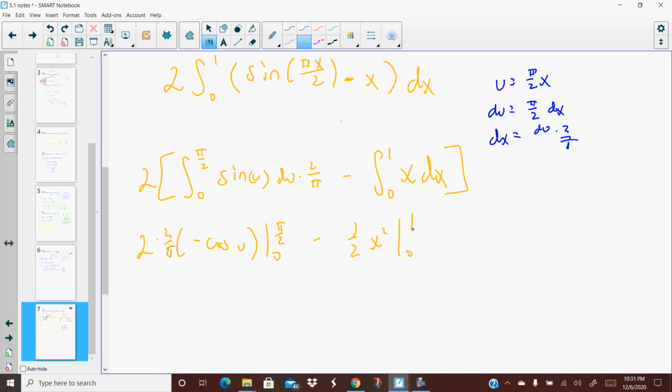All right, so now let's just go ahead and simplify and see what we get. So I'm going to get a 4 over pi out front. Let's see, negative cosine of pi halves. Cosine of pi halves is 0, so that's 0. Minus negative cosine of 0 is going to be negative 1. Minus, plugging in the 1, you're going to get a half. Plugging in 0, you get 0. So on the left piece over here, I've got 0 minus minus 1, which is 1, times the 4 over pi, so that's 4 over pi, minus 1/2. And that's the area between that curve.